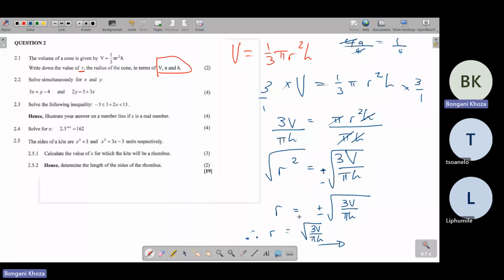So this is what we were supposed to do. For 2 marks, you could have skipped a few steps, but I added these other steps so that you see what really happened. So we multiplied by this inverse to get rid of this 1 over 3 over here. And then whatever you do on your left, you also do on your right. Yeah, so this is what you're supposed to do for 2.1. Any questions for that one?